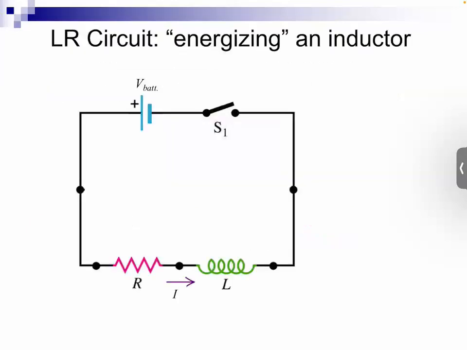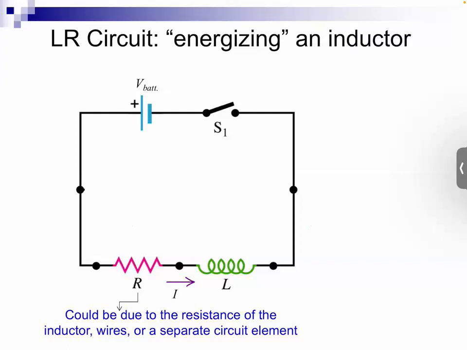So now let's look at what happens if we put an inductor in a circuit. I connect that to a battery, a voltage source. You have a resistor. This resistance could either be an external resistor that you add to your circuit, or it can be the internal resistance of the inductor or the wires in your circuit, right?